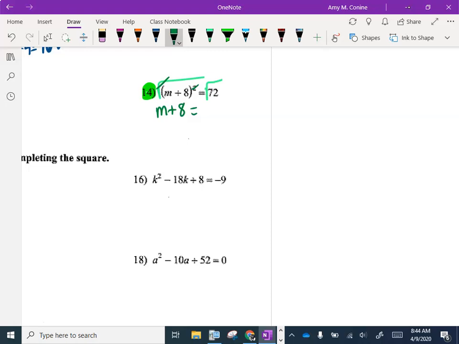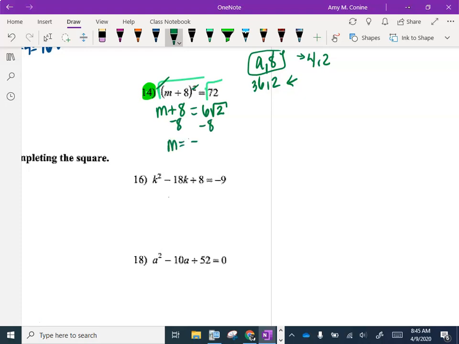And then root 72 has a few factors. It has 9 and 8, and it also has 36 and 2. I would go with the 36 and the 2, so you end up with 6 root 2. If you did 9 and 8 for the square root, you would need to go another step further because 8 has factors of 4 and 2, which is another perfect square. So then you can subtract your 8.